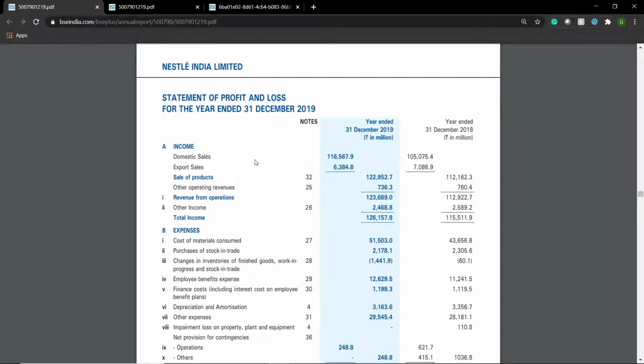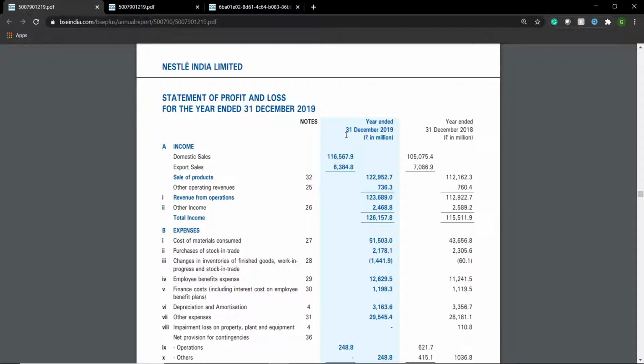Now I've opened the annual report of Nestle India, and I'm already on the financial statements area, which would be towards the end of the annual report. And this is the profit and loss statement of financial year 2019. So as you can see here, first of all, you notice that the year ended is 31st December 2019 in this case, whereas in the previous video, I told that the financial year in India ends on 31st March. So why is it 31st December in this case?